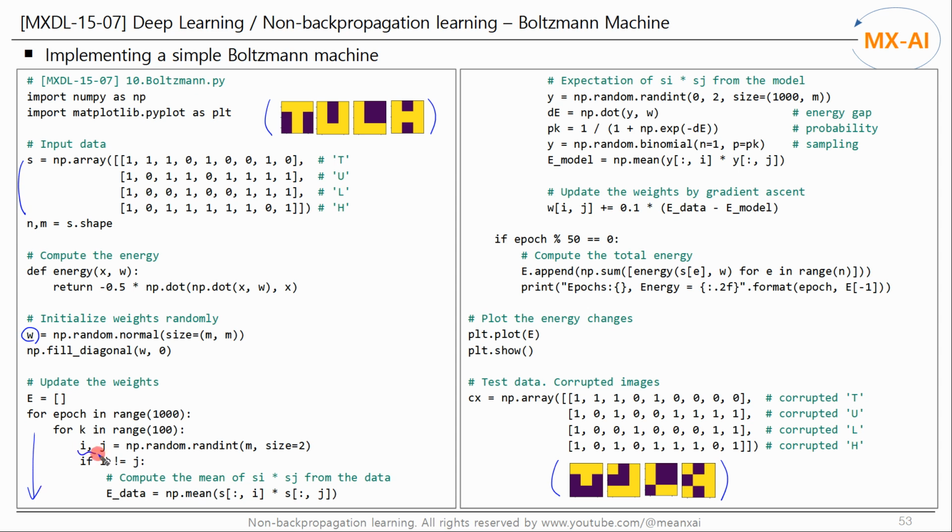Randomly choose i and j. Compute the mean of S_i S_j from the data. As we saw on the previous page, we compute the expectation of S_i S_j from the model. Update the weights using gradient ascent. Repeat this process many times. The corrupted image patterns are as follows.